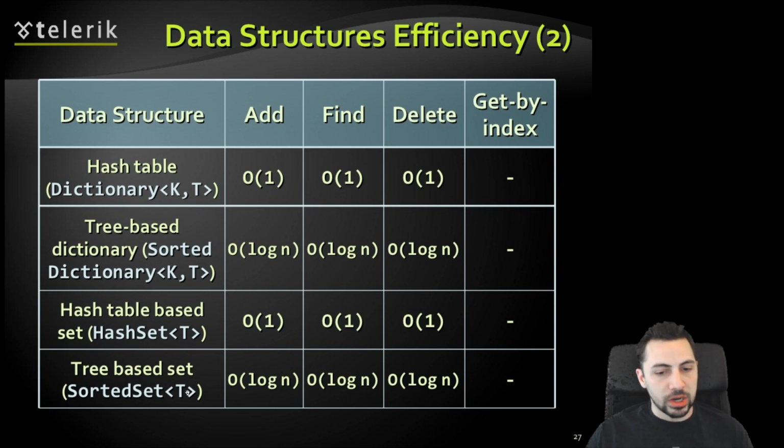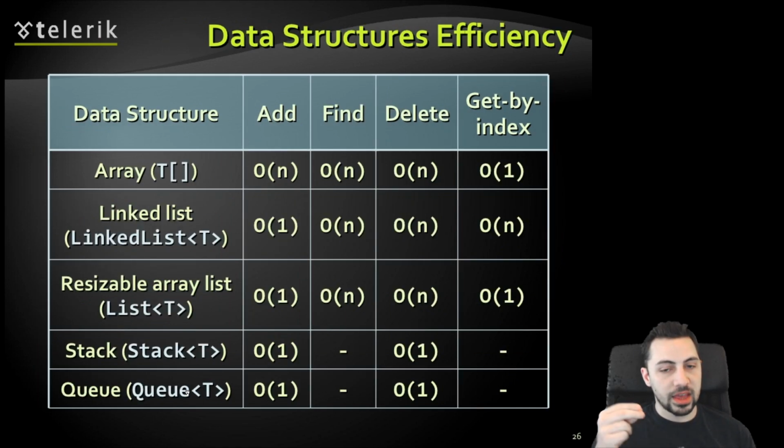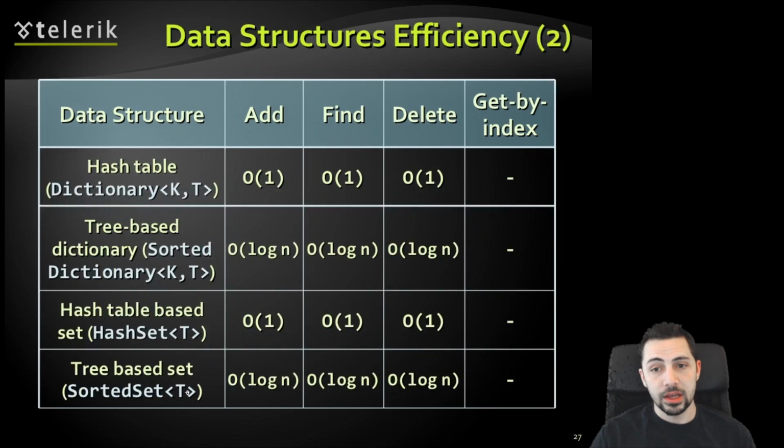And then you have a sorted set. It's based, again, on a tree. So we've got a dictionary and a hash set, and then a sorted dictionary and a sorted set. But all of these are better in terms of the way that they can access the data by finding things, adding, finding, deleting. Okay. But they lack the ability to get by an index, because that's not what we're doing. We're not getting by an index. We're getting based on a key.